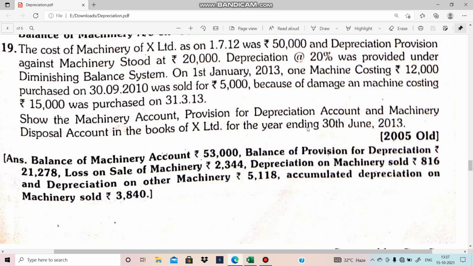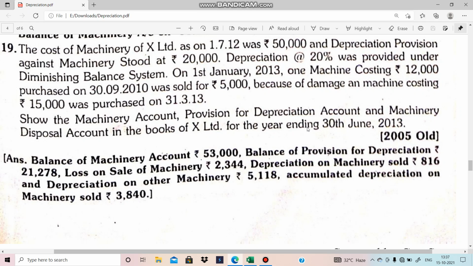On 1st January 2013, one of these machines, whose cost is 12,000 and which was purchased on 30th September 2010, almost the same, with the depreciation rate of 20%, was sold for 5,000 because of damage to the machine. Costing 15,000, another machine was bought on 31st March 2013.